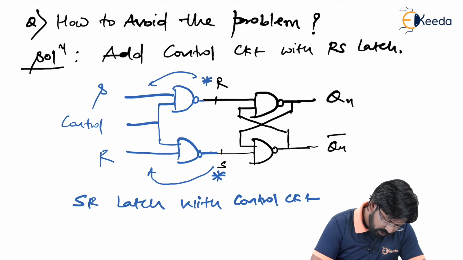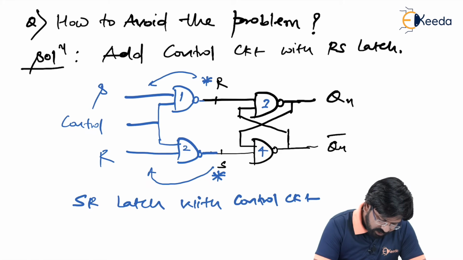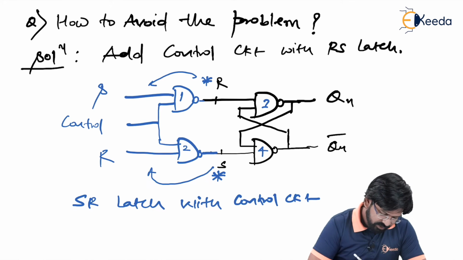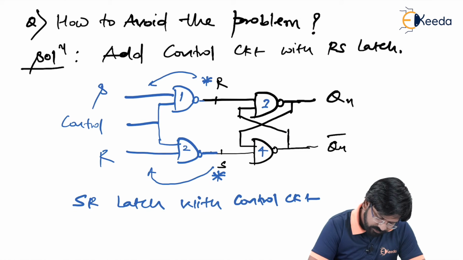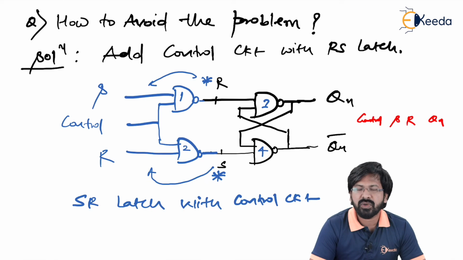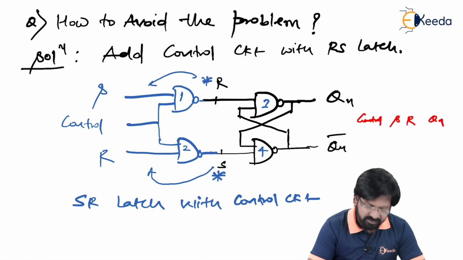So in a way, you require 4 NAND gates to construct this latch. Let us understand how it works and how the problem is avoided, right? So what I'll do is I'll take control, S and R. Along with that, I'll write the status of Qn, and depending upon the status of Qn, we will comment on the current status, right?